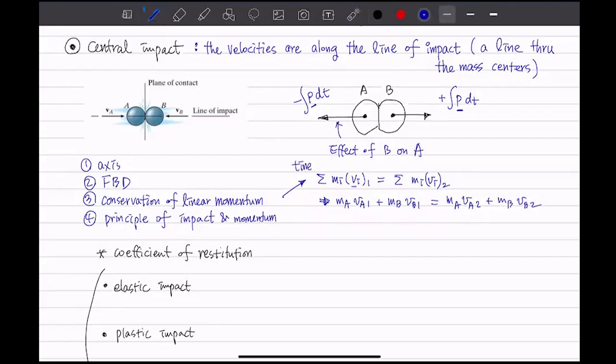So the left-hand side is for time 1, and the right-hand side is for time 2. Okay, so you can define whatever time, but generally it's obvious. You want to define time 1 right before these two collide, and you want to define time 2 right after they crash into each other. So the summation of these linear momentums is going to be the same.